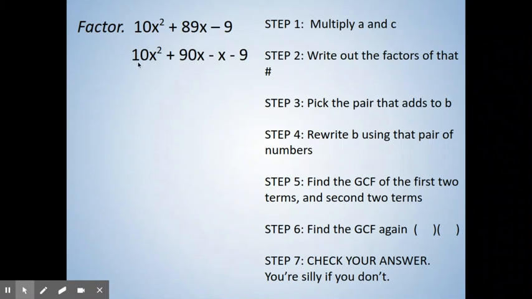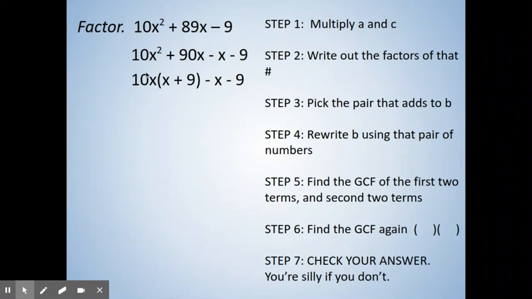Well, starting with the numbers, the greatest common factor of 10 and 90 is going to be 10. And then the greatest common factor of x squared and x is going to be x. So just like what we did with that first lesson on greatest common factor, my GCF is 10x. That would go outside the parentheses. And then I would have to figure out what you need to multiply the 10x by inside parentheses to get these terms.